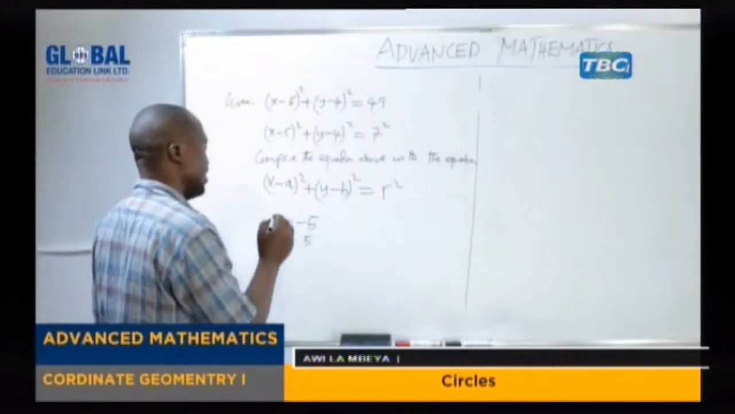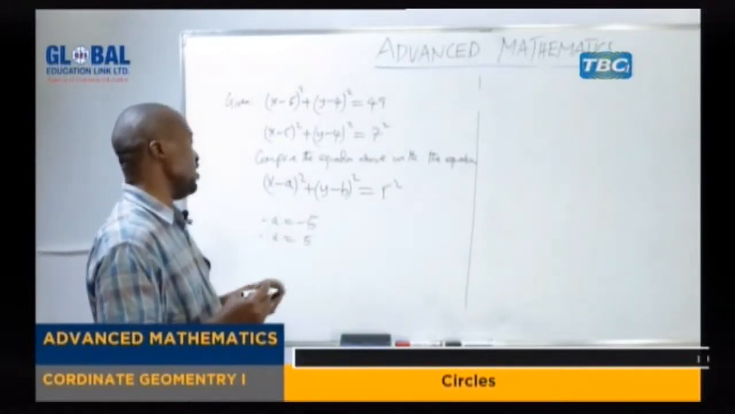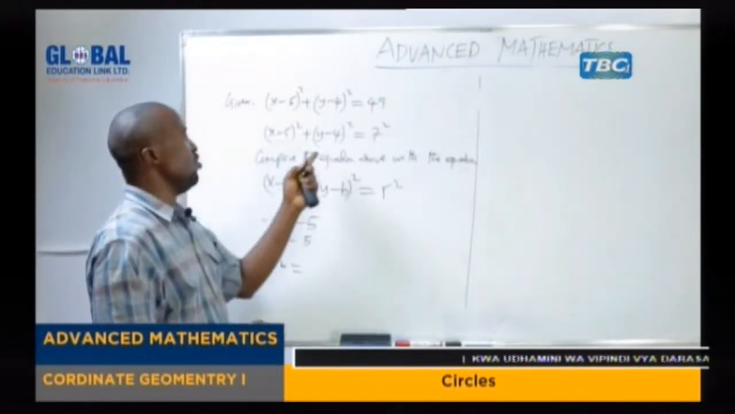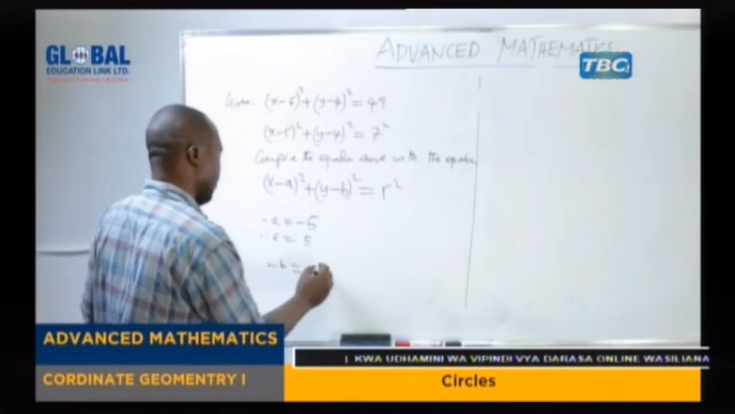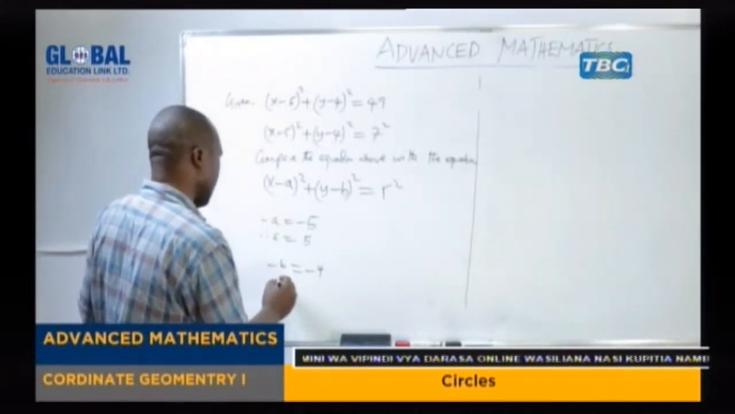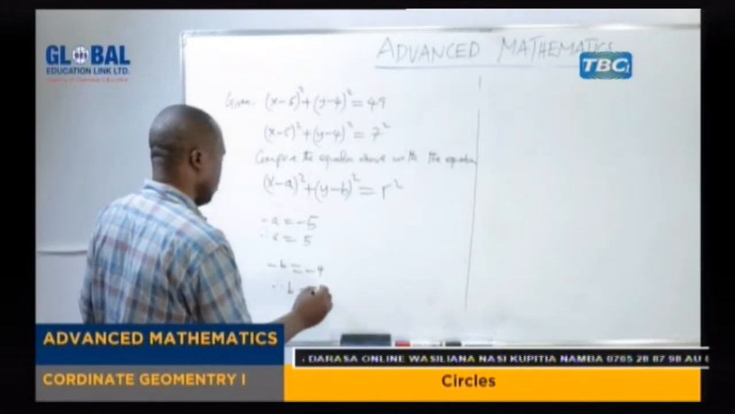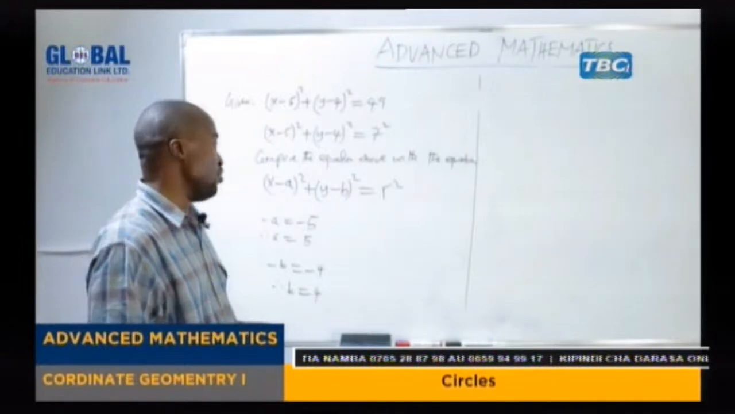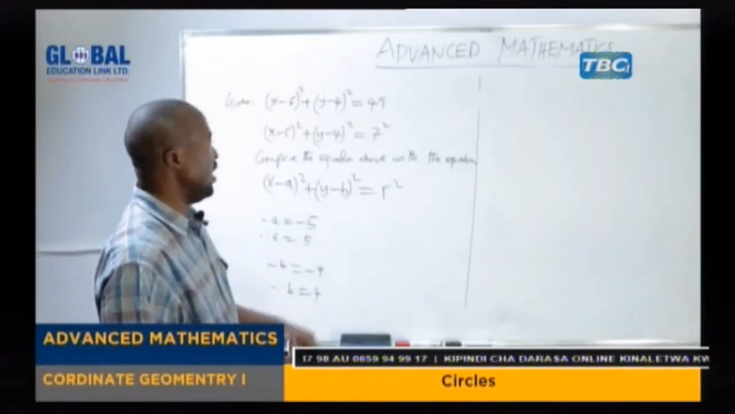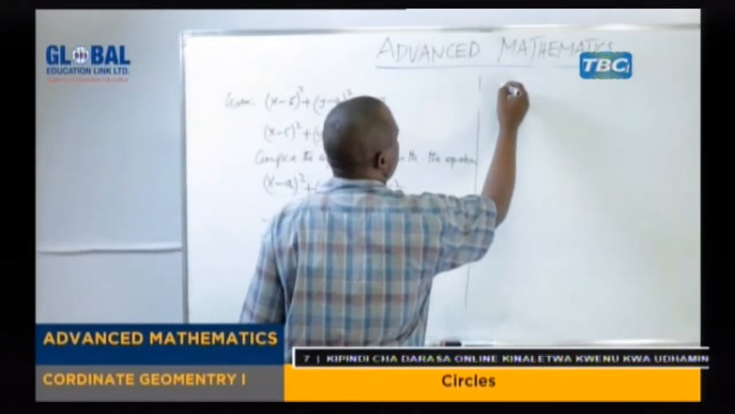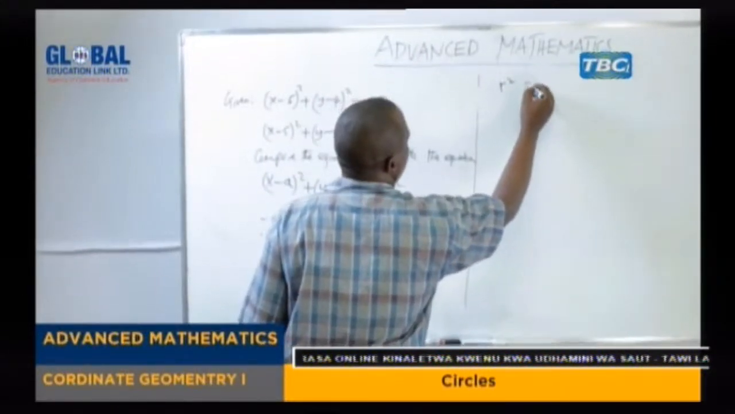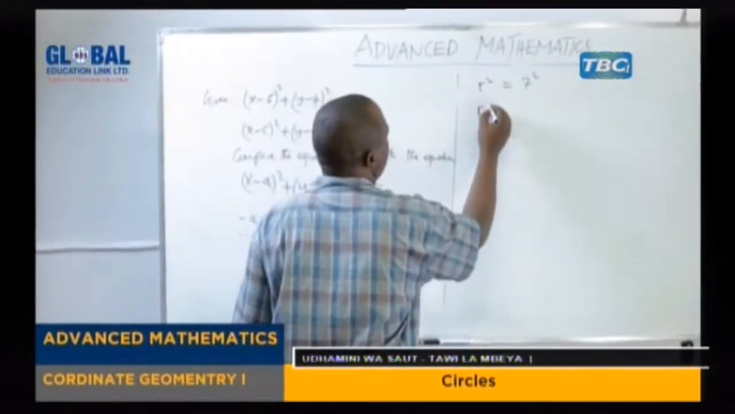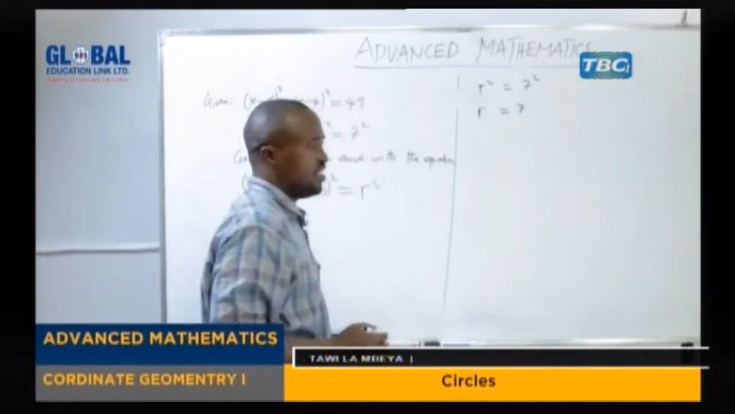That is a. We can do the same for b. That is negative b is equal to negative 4. In this case, the value of b will be equal to positive 4, because a negative divided by a negative is a positive. So again, r squared is equal to 7 squared. So in this case, r is equal to 7.